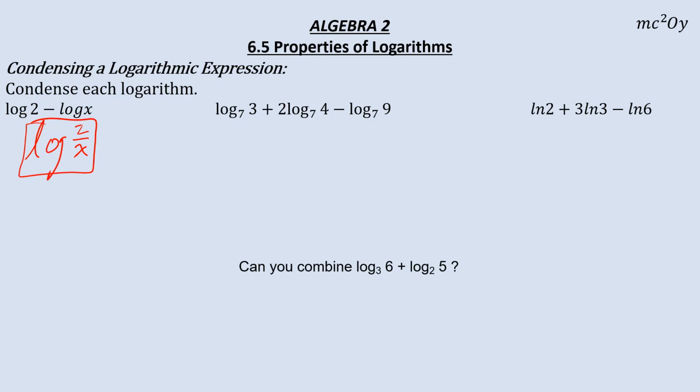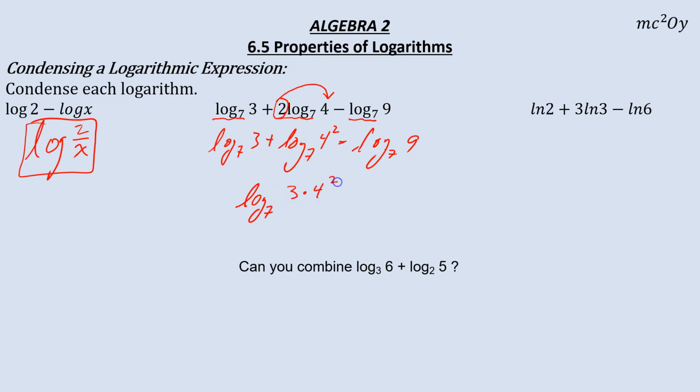Okay, looking at this next one, I see log base 7 of 3, 2 log base 7 of 4, and log base 7 of 9. You can't have that 2 out there, so the first thing I need to do is get rid of this 2, and we can bring that in. So I now have log base 7 of 3 plus log base 7 of 4 squared minus log base 7 of 9. Okay, well, that's log base 7 of 3 times 4 squared. And that minus means I'm dividing it by 9.